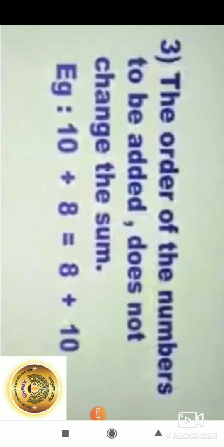The next rule of addition is that the order of the numbers to be added does not change the sum. When we change the order of the addition, the answer will still be the same. There is no effect on the answer after changing the order. Here is one example. When we add 10 plus 8, it will be exactly equal to 8 plus 10. That is 18. So students, I hope you understand the concept well.